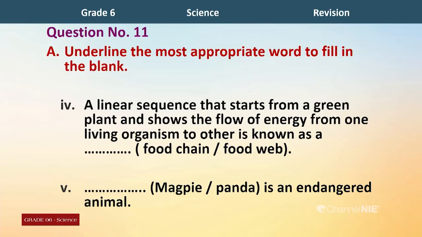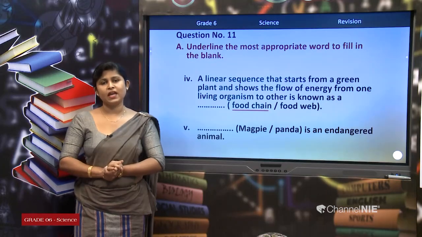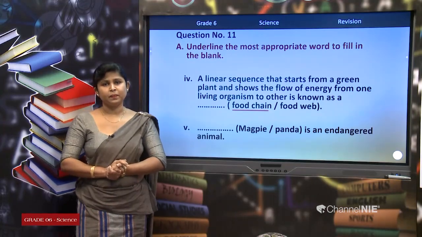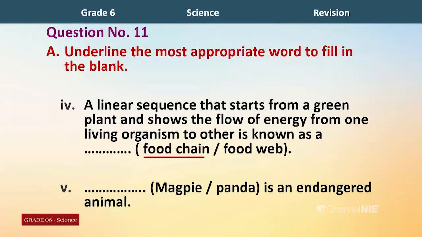A linear sequence that starts from a green plant and shows the flow of energy from one living organism to other is known as a food chain. My dear children, I think you all can remember we were learning about food chains and food webs in unit 10. I explained you a lot about them. Several interconnected food chains are known as a food web, and a linear sequence for food is known as a food chain.